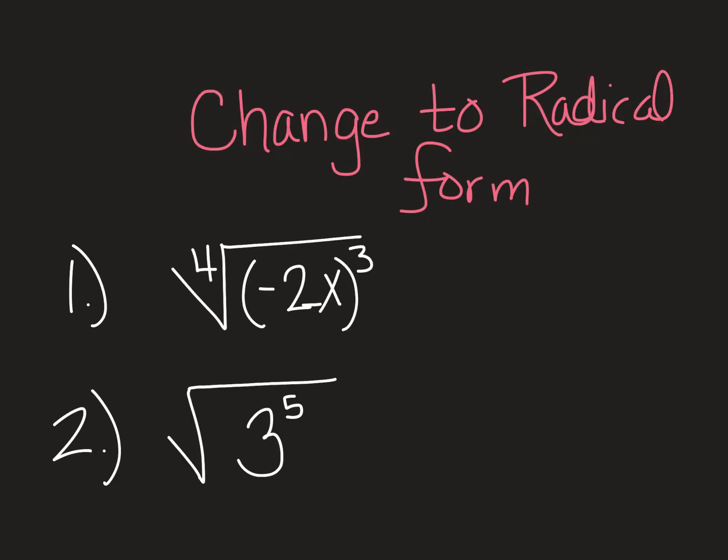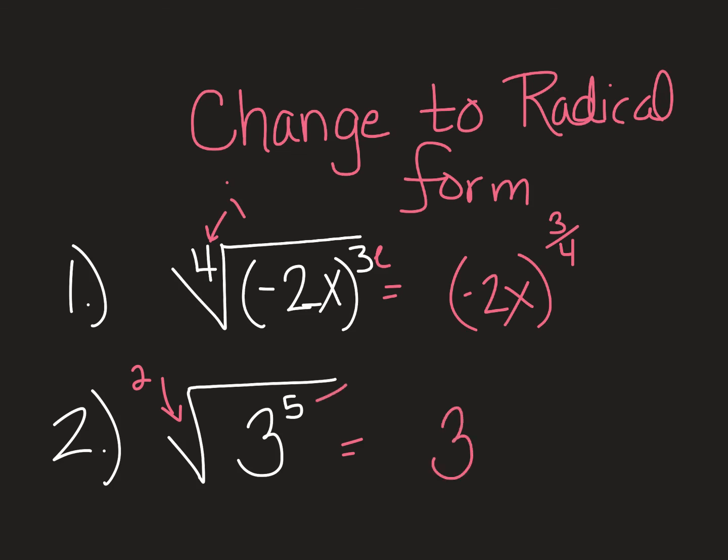We're going to convert each of the ones we see on the screen to simple radical form. So exponent over index. So here's my exponent, and this one's my index. So keep your base as you see it in parentheses, negative 2x to the 3/4 power. The next one, the index here is understood to be 2. Sometimes children write 1. My base is 3. Here's my exponent. So exponent over index would be 5/2. All right, time for you to do an assignment.